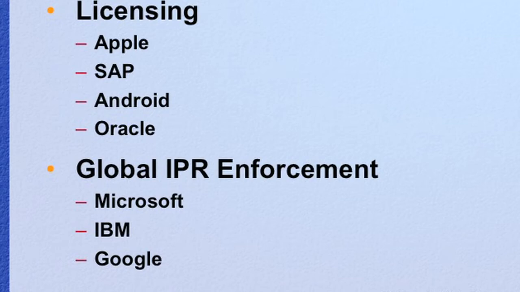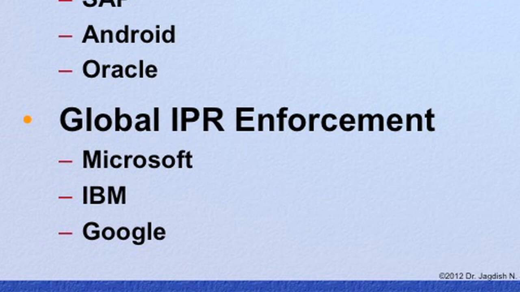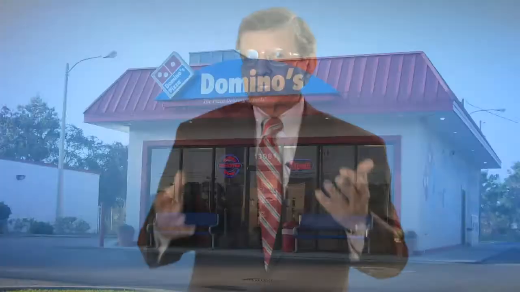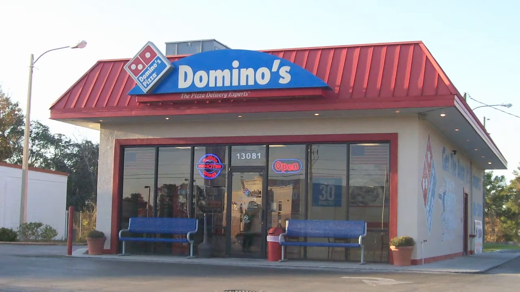Next recommendation is create global IPR enforcement. When you license it, you must make sure that the licensee obliges. In the digital technology world, this is a major debate and a concern. We worry about licensing our technology to emerging economies, especially China. But licensing is the same as franchising. A franchisor like McDonald's, or like, for example, Domino's Pizza, or any franchisor, hotels are all franchise operations, where they do license franchisees.